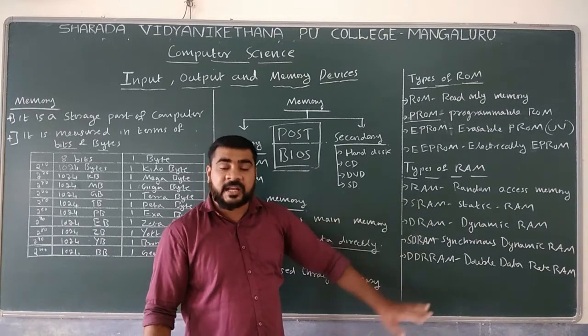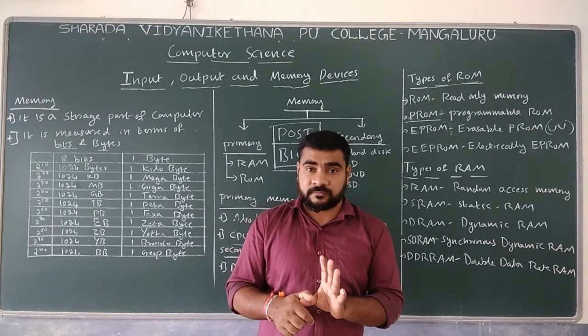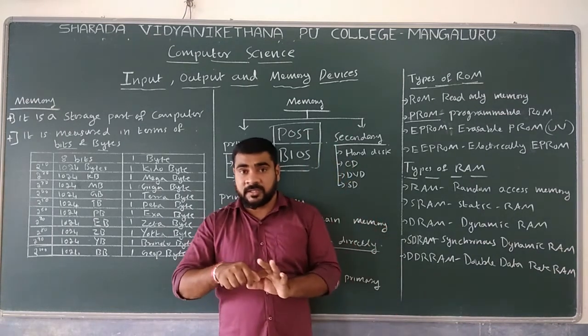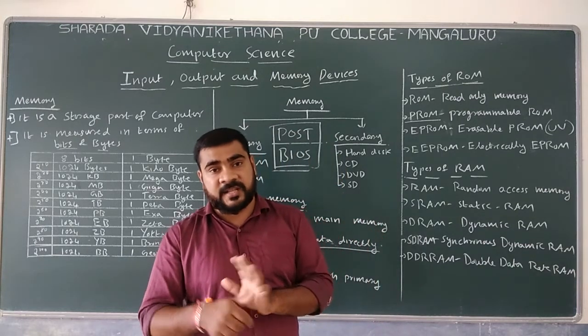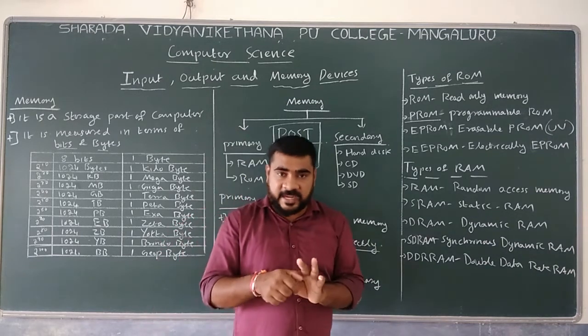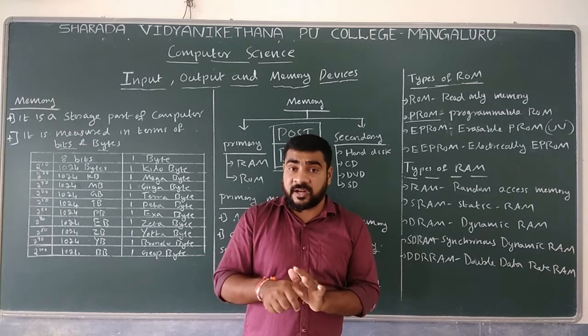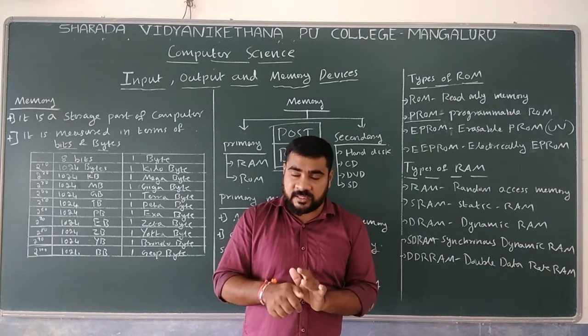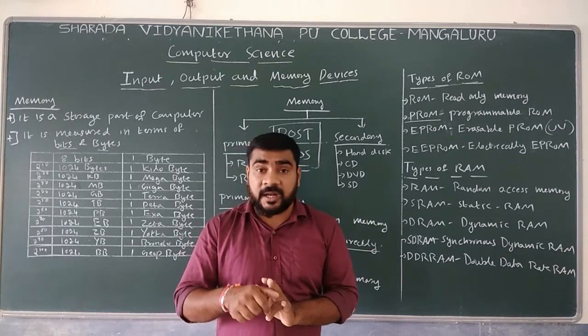If you take the RAM, there are many different types. One is SRAM, second is DRAM, next one is SDRAM, and last one is DDR. SRAM means static RAM. DRAM means dynamic RAM. SDRAM means synchronous dynamic RAM. Last one is DDR, which is double data rate.